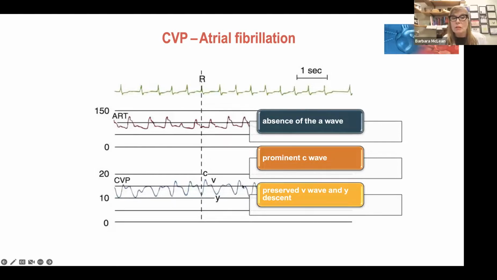So you can see this is really important. This is all V wave here. All of it is V wave, and then the Y descent.